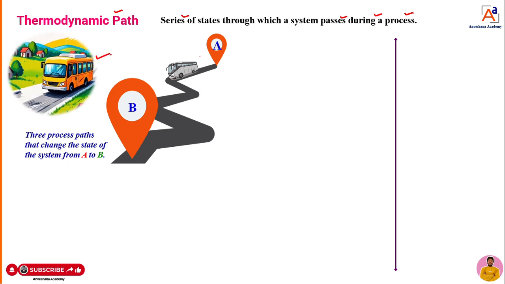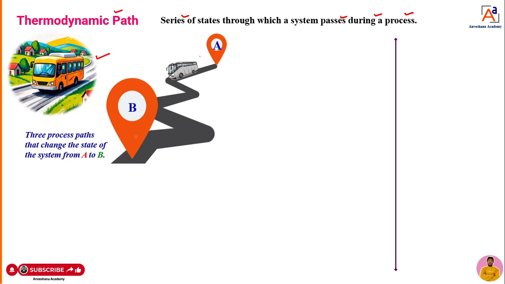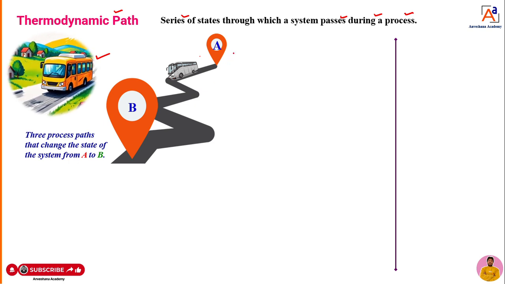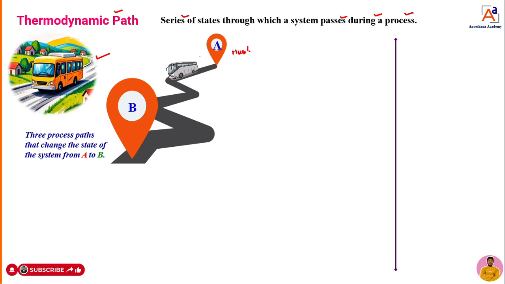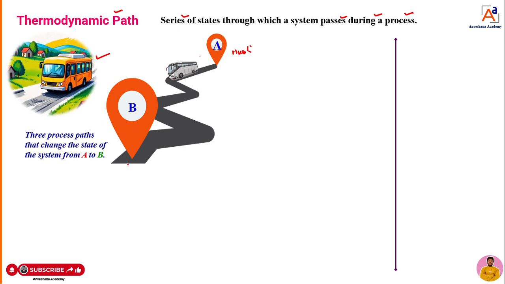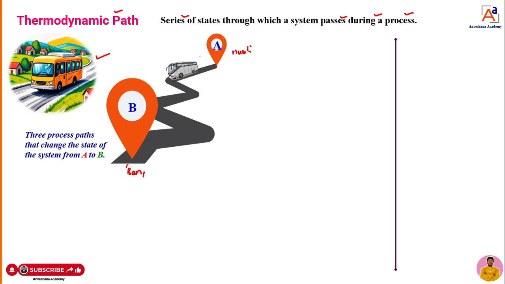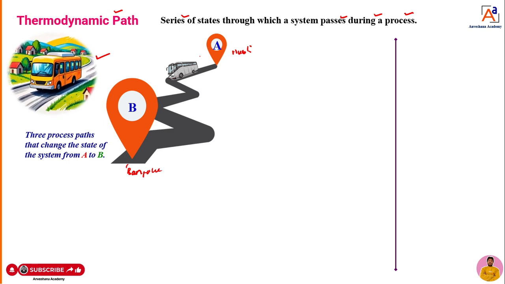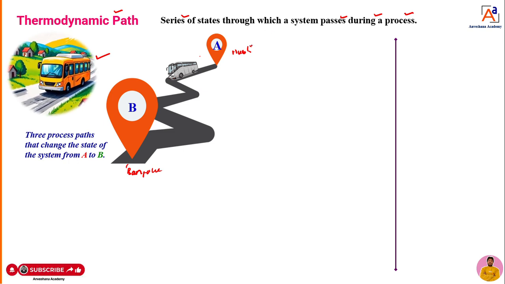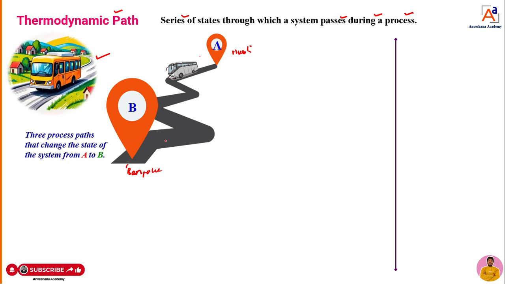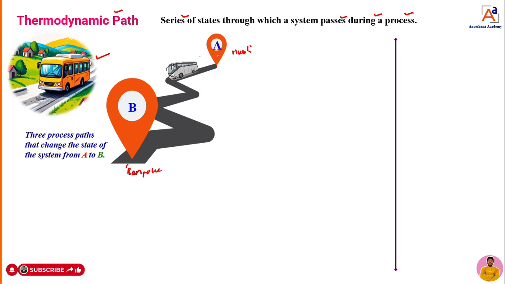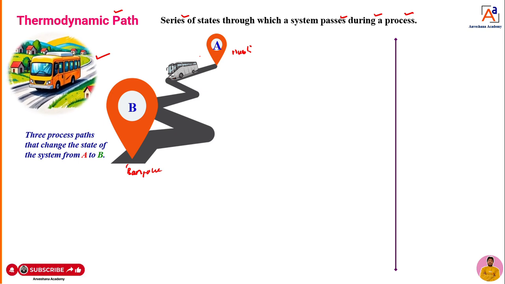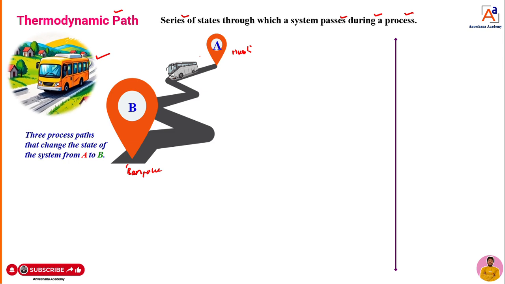Now you can see here the bus is moving from point A to point B. You can name these as places. I will take my reference: Hubli is one place and Bangalore is another place, dear students. To understand thermodynamic path, I am taking a live example. The bus is moving from Hubli to Bangalore. That is one process. Moving from point A to B, or from Hubli to Bangalore, is one process.